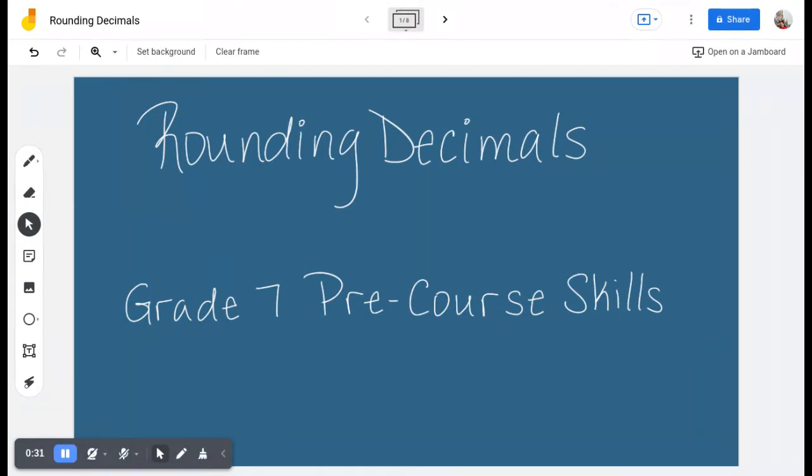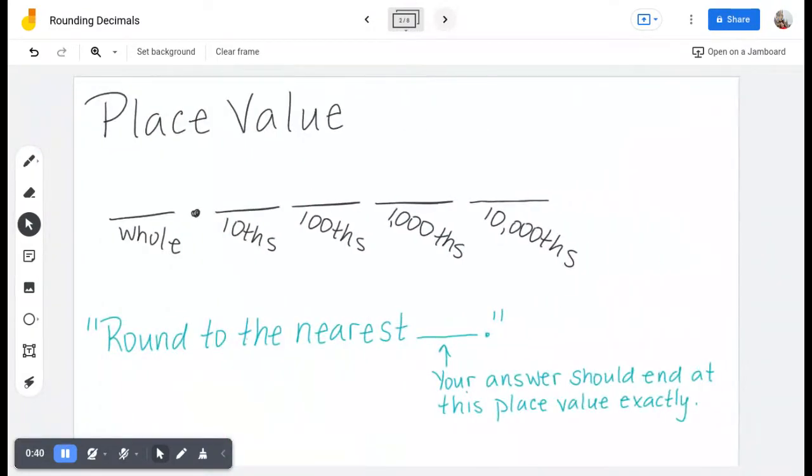So I like to use this in my pre-course skills before we get into the other seventh grade standards. So this is just a refresher probably for most of you. Place value. You can't do any rounding to a certain place value if you don't know your place values. Before the decimal, that's your whole. And then as you move to the left, you've got the whole, you can also say your ones. And then to the left, it's tens, hundreds, thousands, 10,000s, 100,000s.